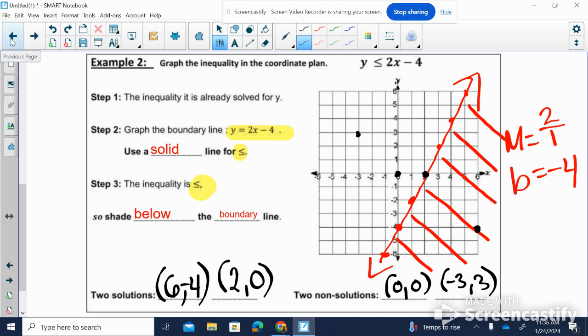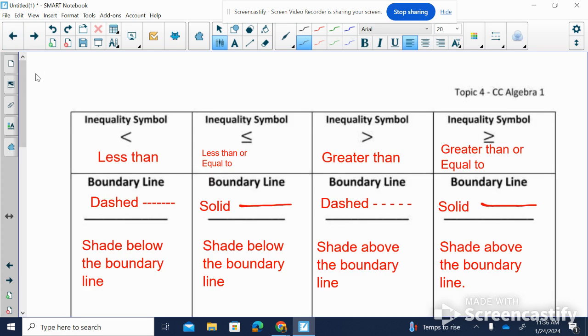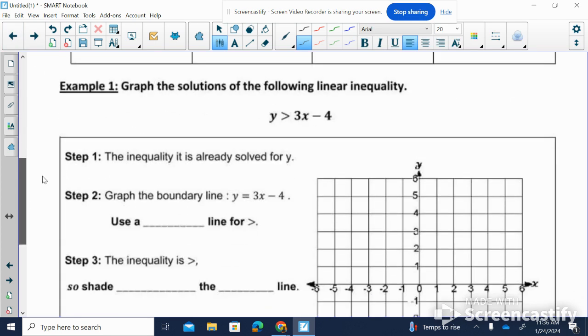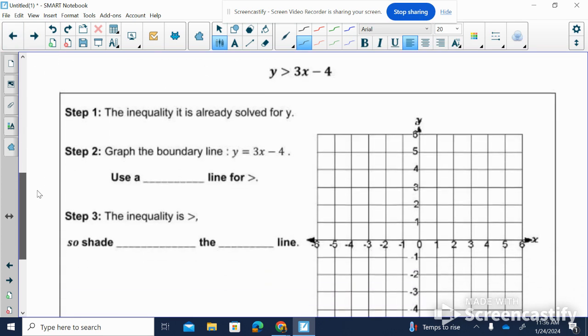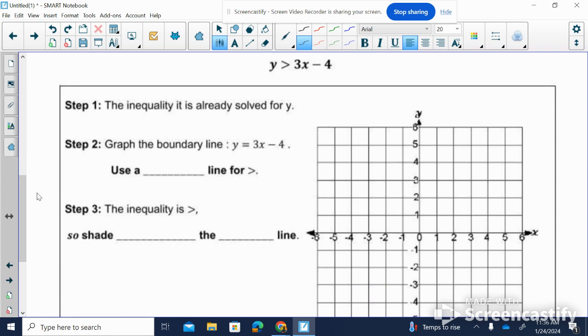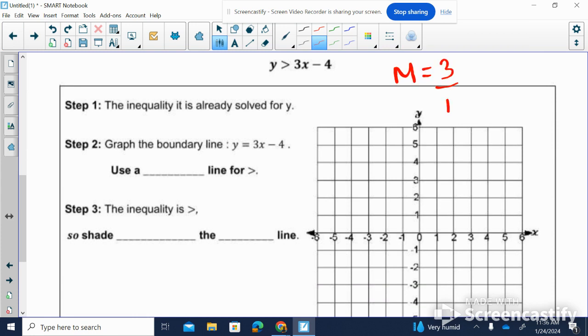All right, I'm going to actually go back a little bit because maybe some of you guys did not see or want to see it again. Example number 1. So in this particular one, we had y is greater than 3x minus 4. So again, my side work, my slope is 3, or 3 over 1. And my y-intercept is -4.